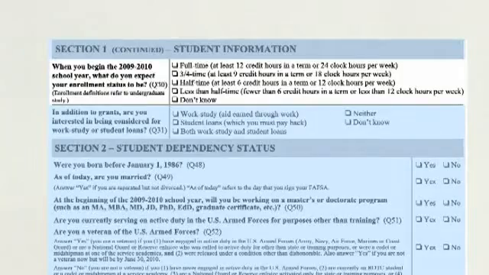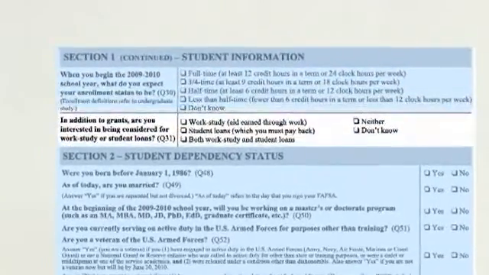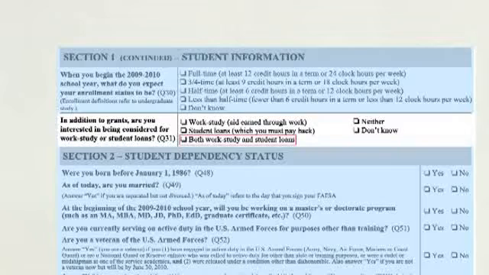The last question in Section 1 asks if you are interested in work study, which are jobs on campus, or if you're interested in student loans. Our recommendation is to check the box that says both work study and student loans. That way, you'll leave your options open. Later on, you can decline either option when you get your student aid letter. Remember that selecting any one of these responses doesn't guarantee that you will be offered a work-study position or a student loan. That completes Section 1.